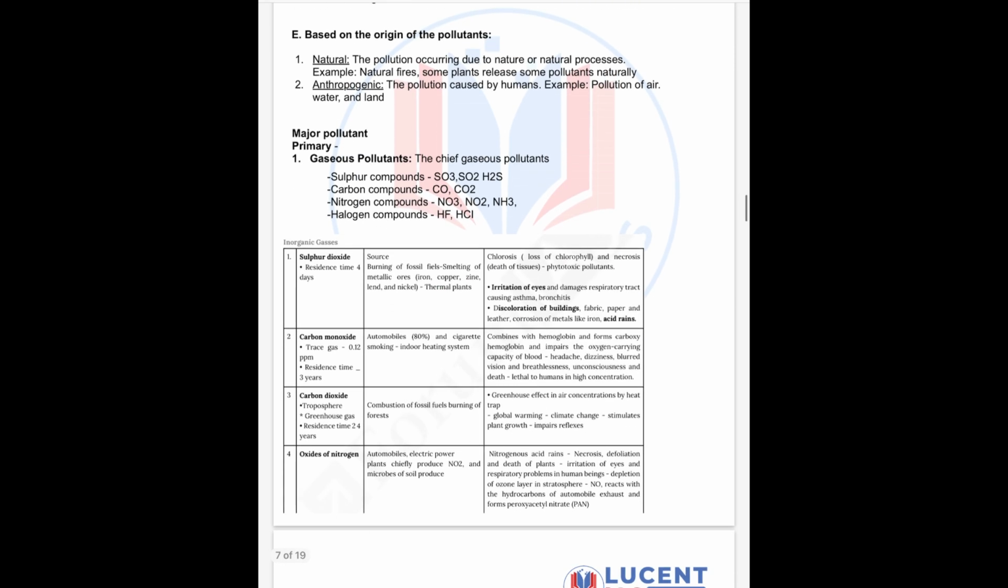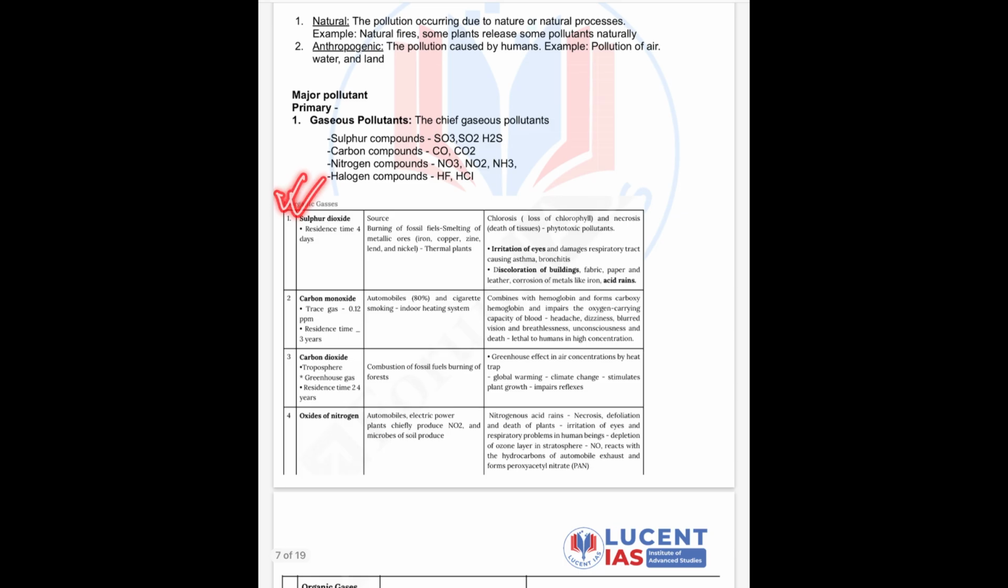Then this table is very much important. Let us see what it is. Sulfur dioxide comes mainly from burning of fossil fuels, smelting of metallic ores, etc. And sulfur dioxide causes chlorosis, loss of chlorophyll. In human beings, irritation of eyes, and discoloration of buildings, etc.